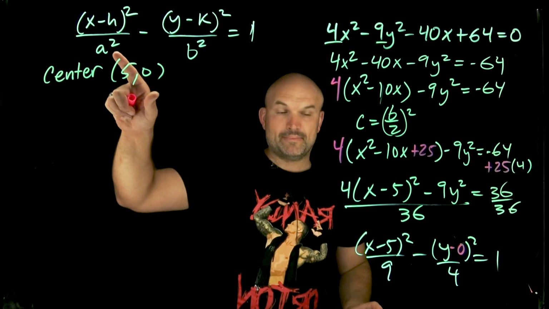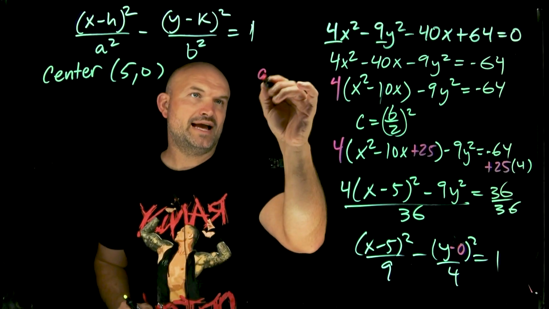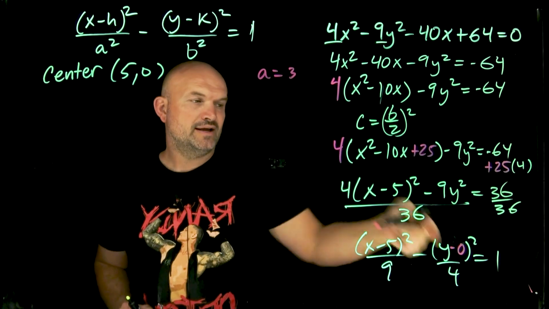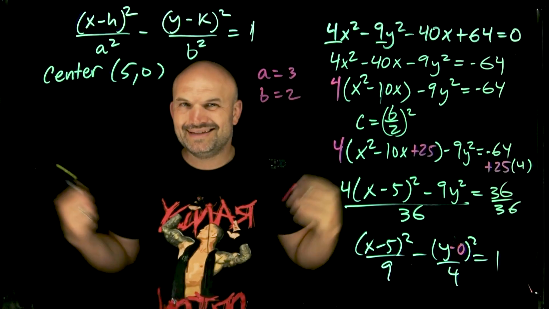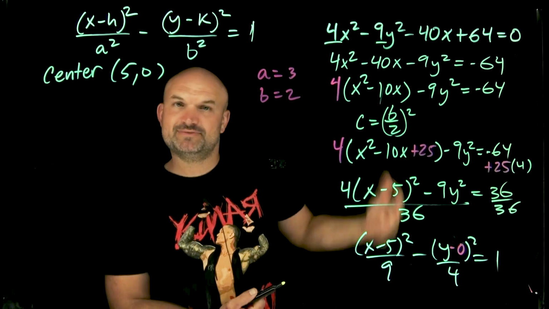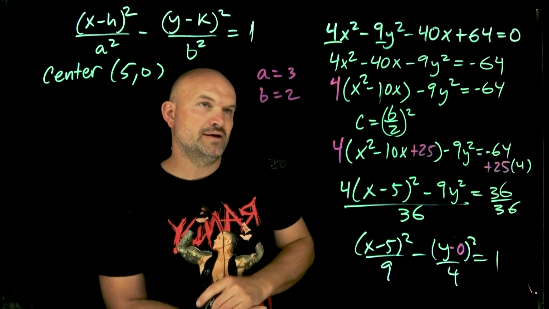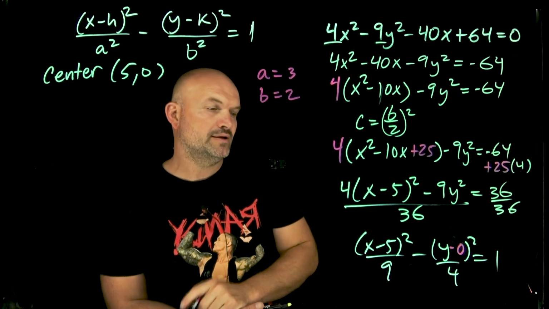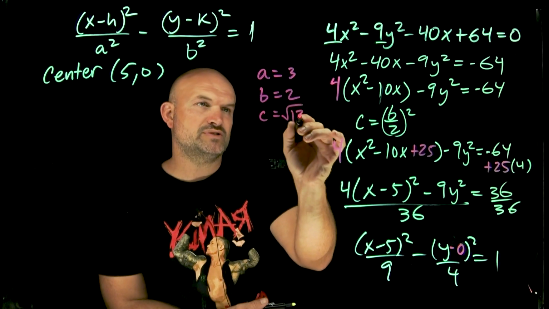So if 9 is representing my a squared, that means my a is going to equal 3. If b squared is equal to 4, that means my b is equal to 2. And the nice thing about hyperbolas is we all remember the Pythagorean theorem, right? a squared plus b squared equals c squared. Well, that relationship is the exact same for hyperbolas. So my a squared plus my b squared, 9 plus 4, is going to be my c squared, so I can say c is going to be the square root of 13.